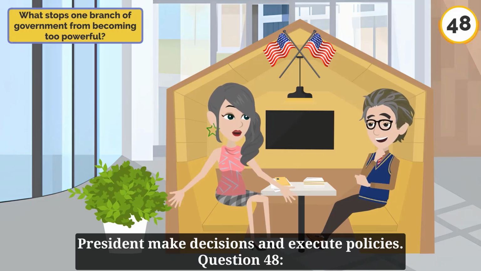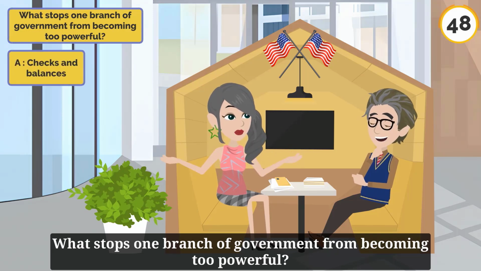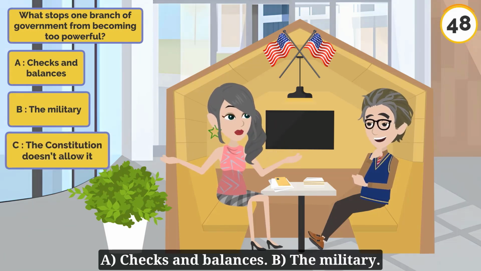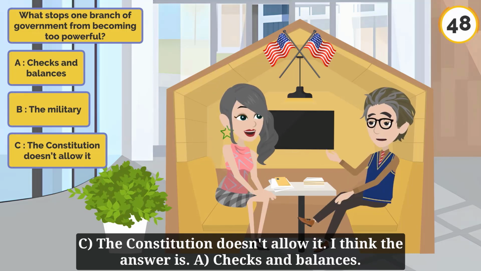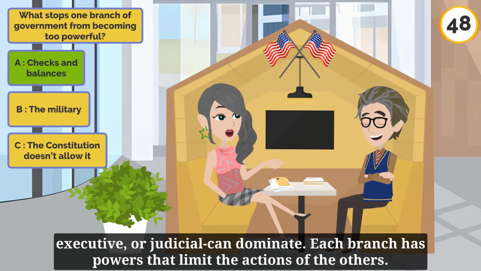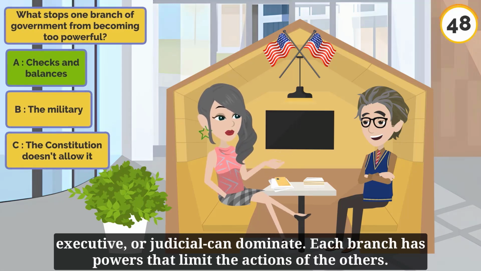Question 48. What stops one branch of government from becoming too powerful? A. Checks and balances. B. The military. C. The Constitution doesn't allow it. I think the answer is A. Checks and balances. Correct. The system of checks and balances ensures that no single branch of government, legislative, executive, or judicial, can dominate. Each branch has powers that limit the actions of the others.